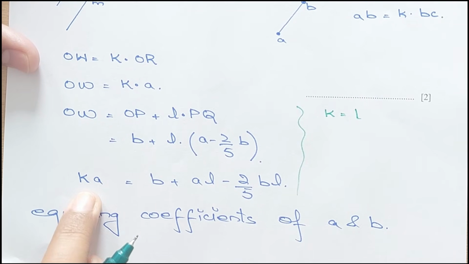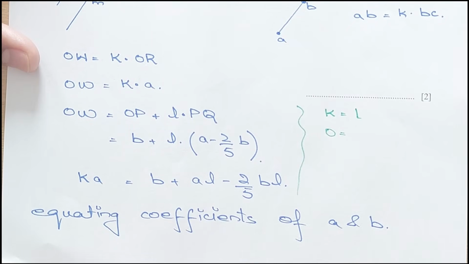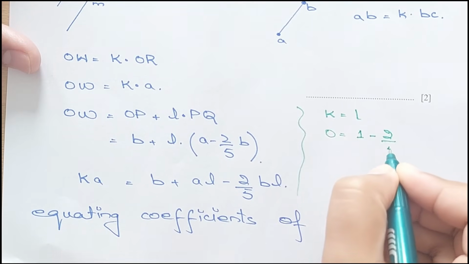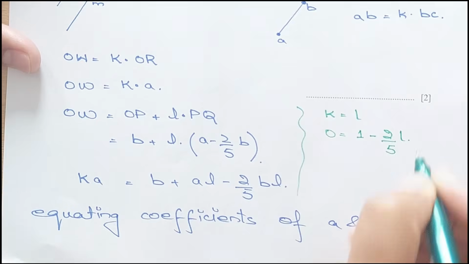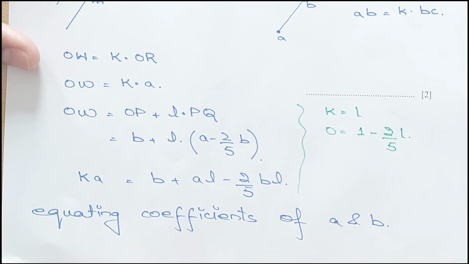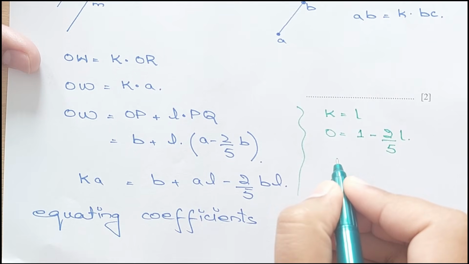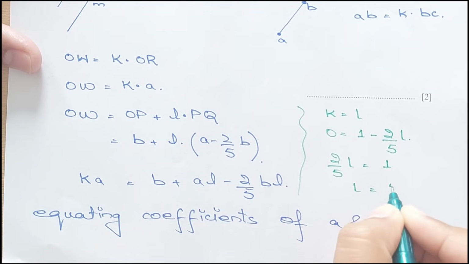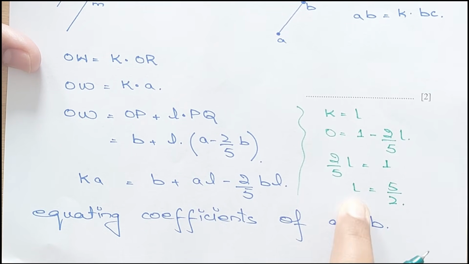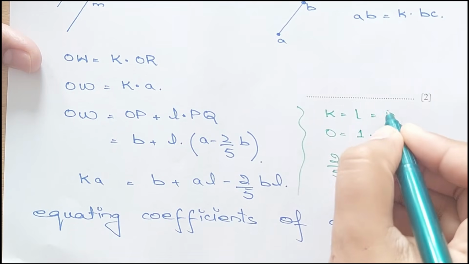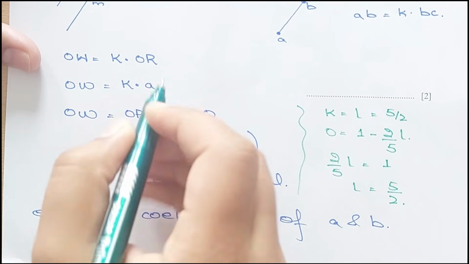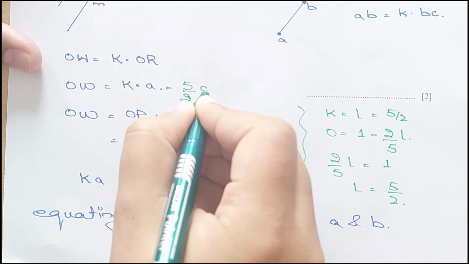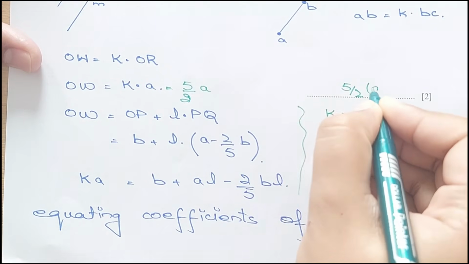Now equating the coefficients of b, there is no b here, so we have 0 equals b is 1 here, minus 2 by 5 l. We can easily get the value for l from here, right? So we have 2 by 5 l equals 1, right? And the l value is 5 by 2, right? So when l is 5 by 2, it means k is also 5 by 2, right? So now OW is some k times a. So k is 5 by 2 times a. So this is OW, 5 by 2 times a.